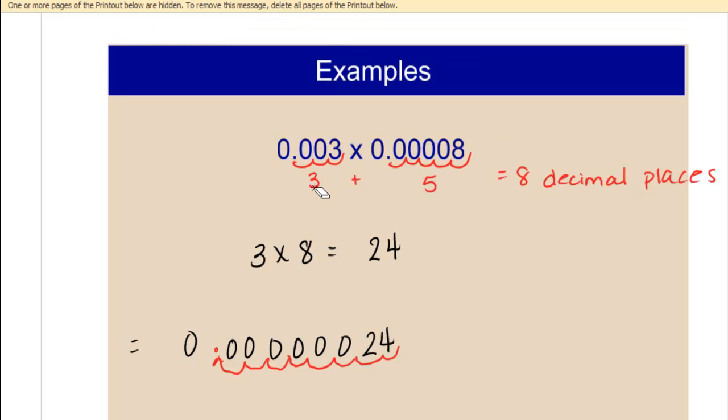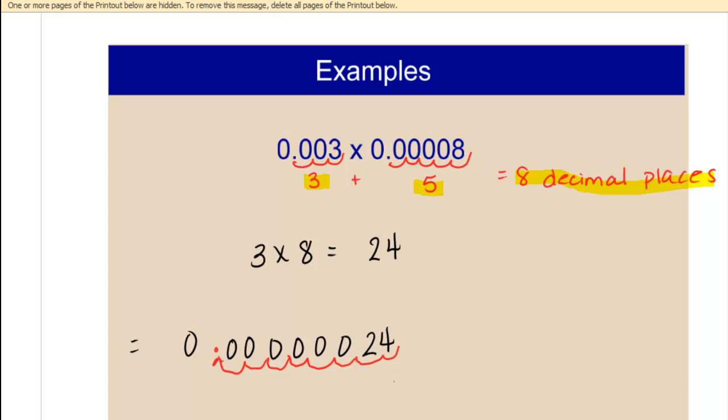Try this next example and check back to see how you did. In our first number, we have 3 decimal places. In our second one, we have 5 decimal places, so altogether that's 8 decimal places. Well, you just multiply 3 times 8 to get 24, right? So just don't worry about your decimals, don't worry about all those zeros, just multiply 3 times 8. Easy enough, that's 24.